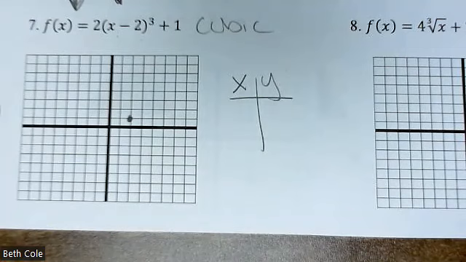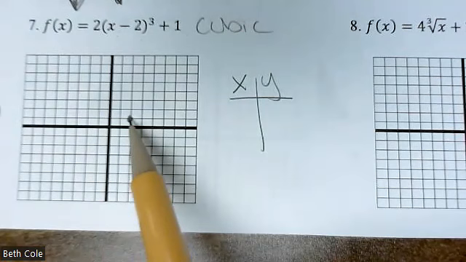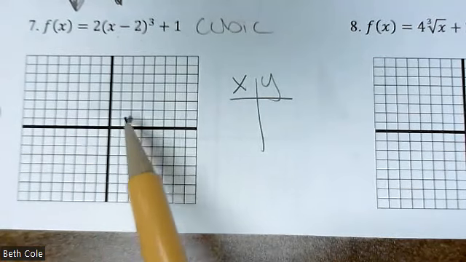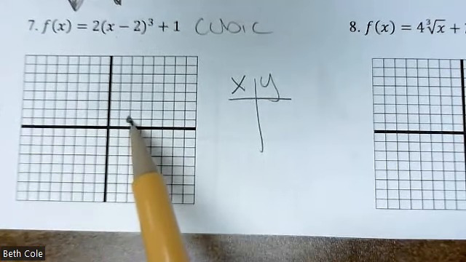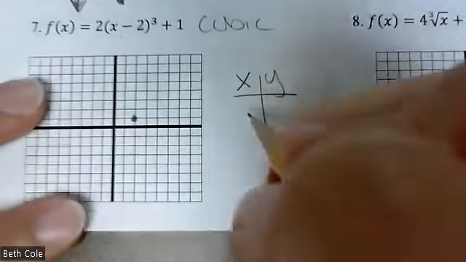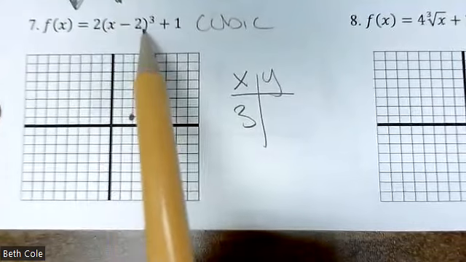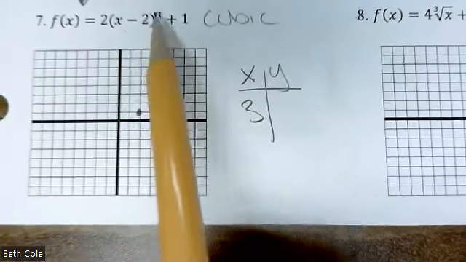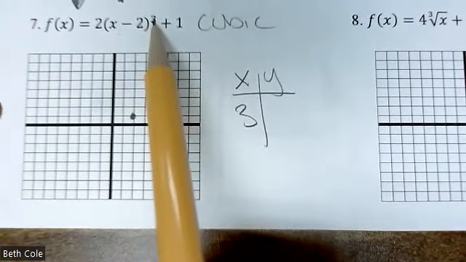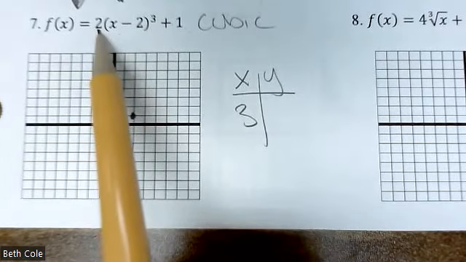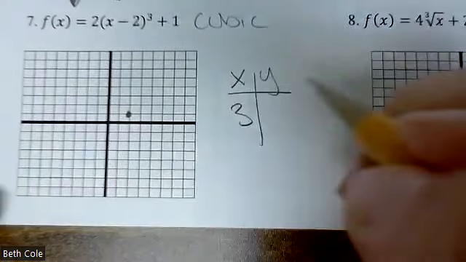So 2 would be the best choice. We already did that one. This is where our point at 2 is. Our transformations got us there. 3. So let's see. 3 minus 2 is 1, cubed. 1 times 2 is 2, plus 1 is 3. So you get 3, 3.